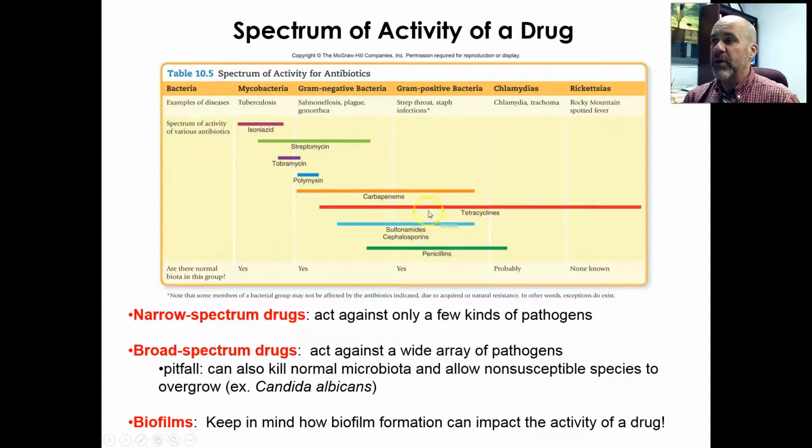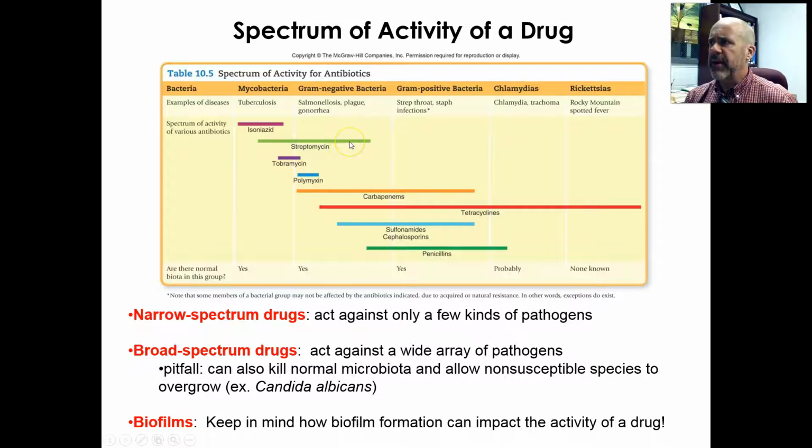And so, for example, the tetracyclines here, which interfere with protein synthesis in bacteria, that's a broad spectrum antibacterial because those drugs impact gram-negative bacteria, gram-positive, chlamydias, and rickettsias. Something like tobramycin or polymyxin, those are much more restricted. Tobramycin is used for mycobacteria and some gram-negative bacteria. Polymyxin is used exclusively on some kinds of gram-negative bacteria. So you've got broad spectrum drugs, narrow spectrum drugs, and drugs that have spectra in between the two.